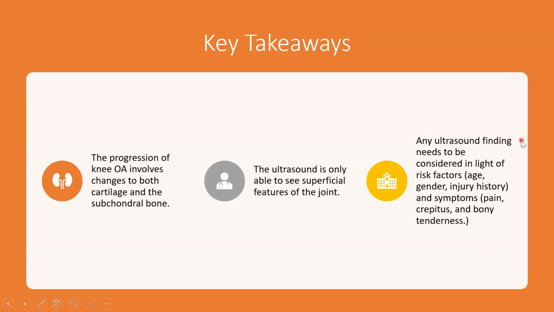But also keep in mind, ultrasound findings are going to need to be considered in light of the other risk factors: the person's age, gender, injury history, also the symptoms that the person is experiencing, pain, crepitus, and bony tenderness in particular. So that concludes part 1 of this series. The next video is going to take a closer look at ultrasound, particularly what we call musculoskeletal ultrasound. What are we seeing and how does it work?